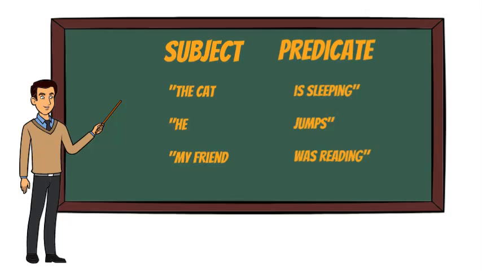When we combine the subject and the predicate, we get a complete sentence. Let's look at a few more examples.